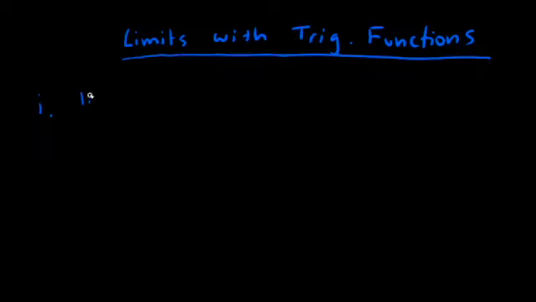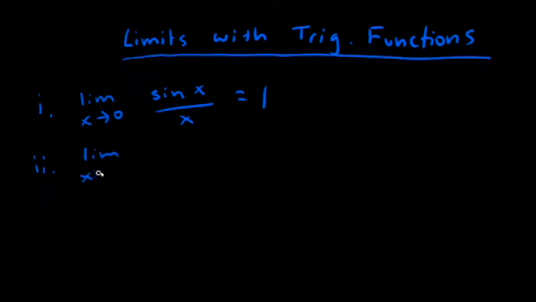The first one is the limit as x approaches 0 of sine x over x is equal to 1. So they're just saying that whenever you see sine x over x, and the problem is saying as x approaches 0, then it'll automatically equal 1. And then the second theorem is pretty much the same thing, except we would say the limit of x over sine x as x approaches 0 equals 1. The same thing, except we're just flipping it over.